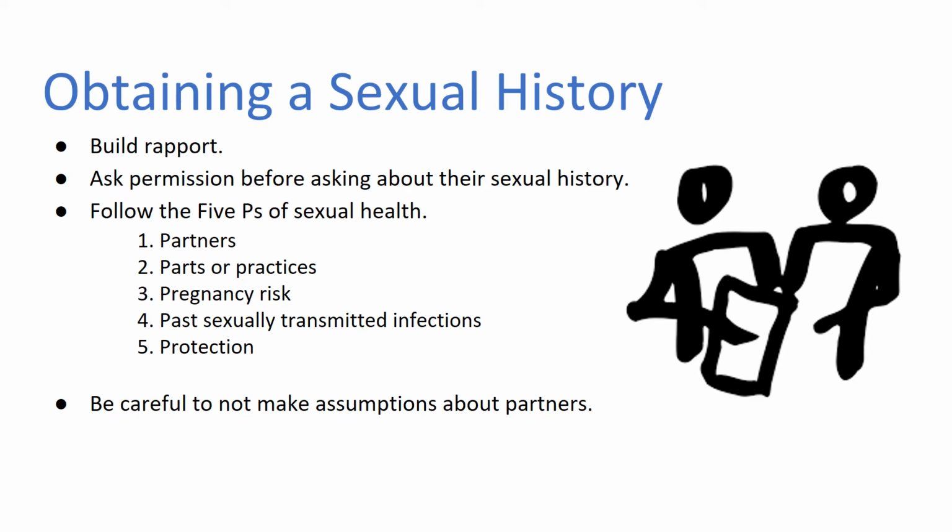The CDC recommends the 5 Ps when asking about sexual health. Again, only ask if the patient agrees to proceed. So the 5 Ps are first, partners, and then to understand the risk for STIs, providers need to understand the kind of sex a patient has had recently. One way to ask about this is to ask, what parts do you use or interact with when you have sex? The third P is pregnancy risk, and the last 2 are past history of and protection from STIs.